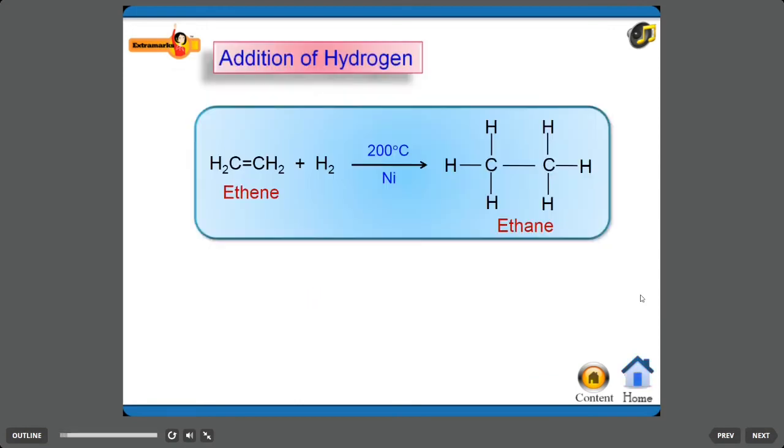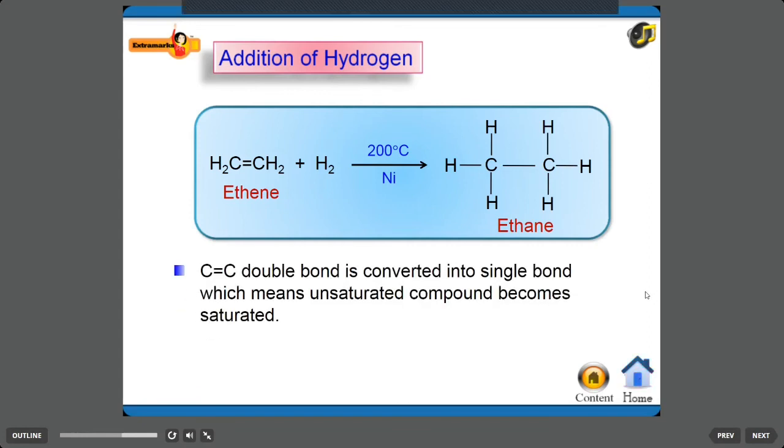Let us begin with addition of hydrogen. Ethene combines with hydrogen in the presence of a catalyst like nickel or platinum to form ethane. During this process, carbon-carbon double bond is converted into single bond, which means unsaturated compound becomes saturated. This reaction is known as hydrogenation reaction.